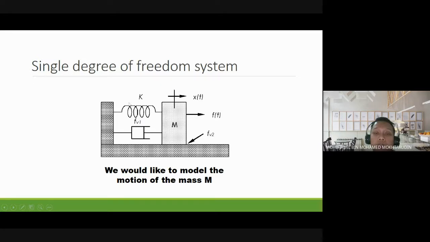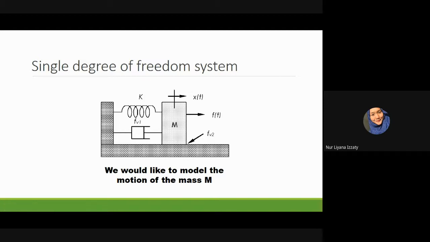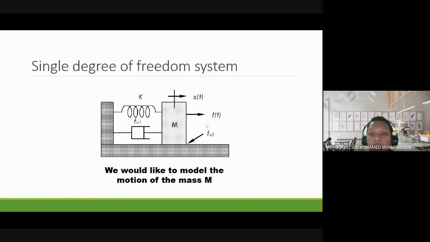So here in this figure, we have a spring with spring constant K. We have a damper with damper constant fv1. And we have the forward force f(t), and maybe friction, okay? Friction between the box and the floor, so it is represented by friction fv2. Okay, and in this example, the motion of the box is represented by x(t). So in this case, the direction of x is forward, along with the direction of the force f.